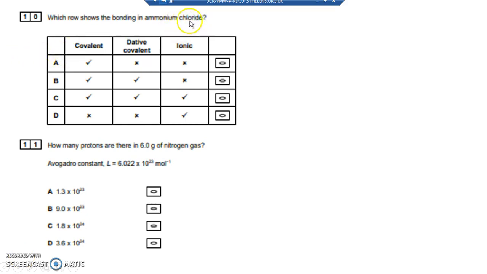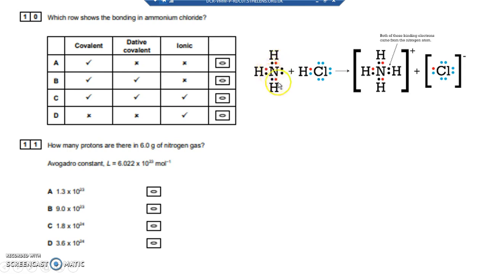N's in group 5, got 5 electrons in its outer shell. 3 are involved in covalent bonds with 3 H's, and there's a lone pair left over. So these 3 N to H's are covalent bonds. So it's either A, B, or C straight away.